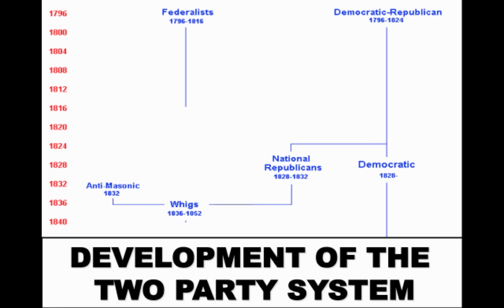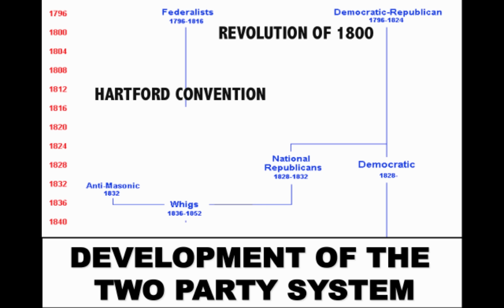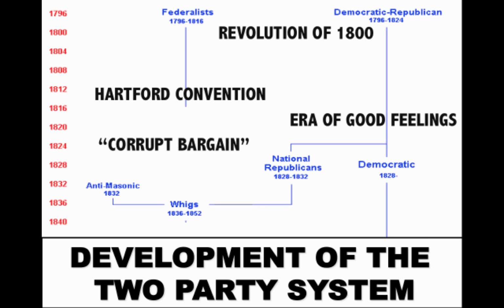As you can see on this map, kind of reviewing really quickly the political developments during this time period, the Revolution of 1800, the election of Jefferson, Hartford Convention, the moment the Federalists kind of put the final nail into their coffin, followed by the era of good feelings, one political party. They are all Republicans. Of course, that's not exactly completely true.